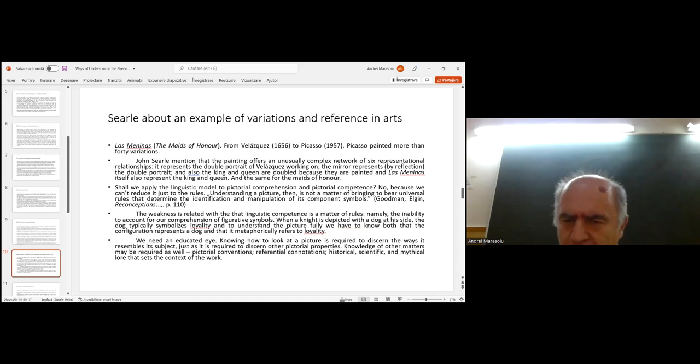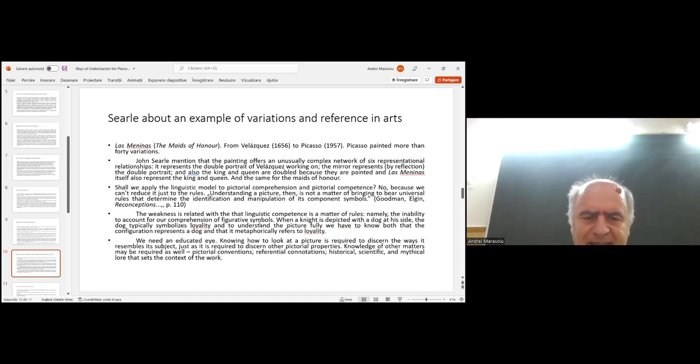The mirror represents it by reflection. Then the double portraits of the queen and the king. And then the double portraits of Las Meninas, the maids of honor. So we have here a good example regarding the complexity of the reference in arts and in painting.